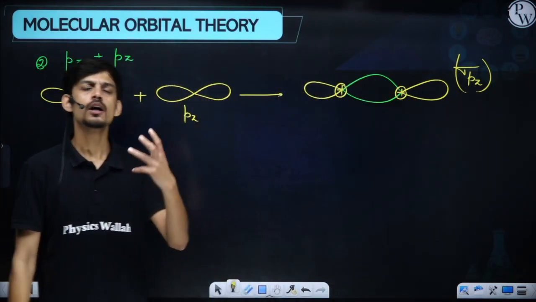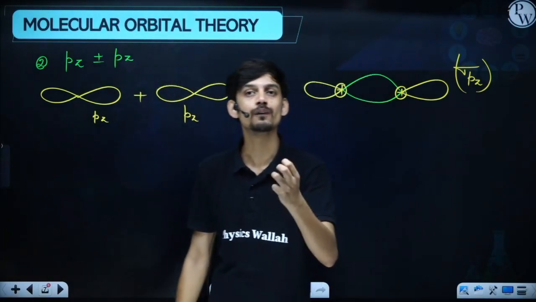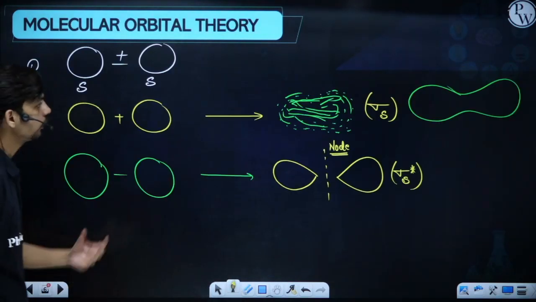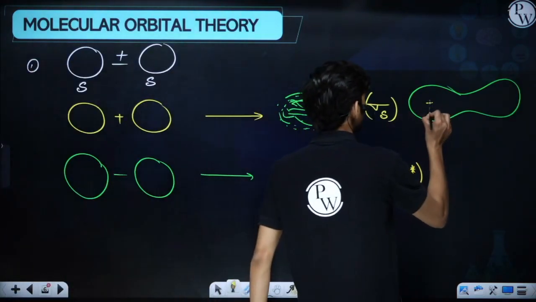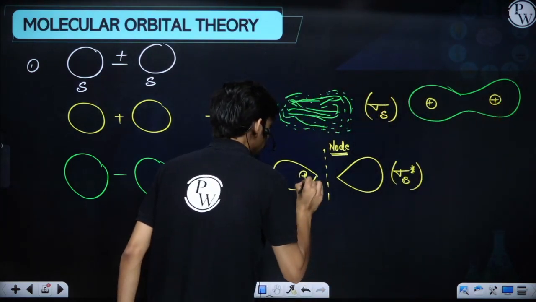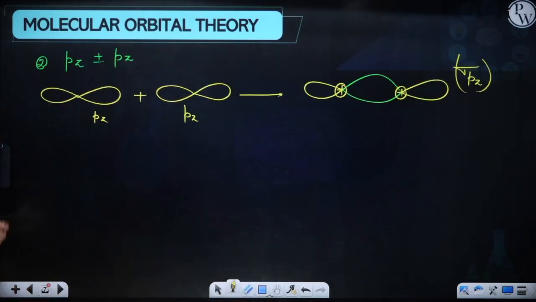So all the time, molecular orbitals are polycentric. They have more than one nucleus because they have more than one atom. You can draw the nucleus here as well. Here the nucleus will be here and here. So every molecular orbital has more than one center.